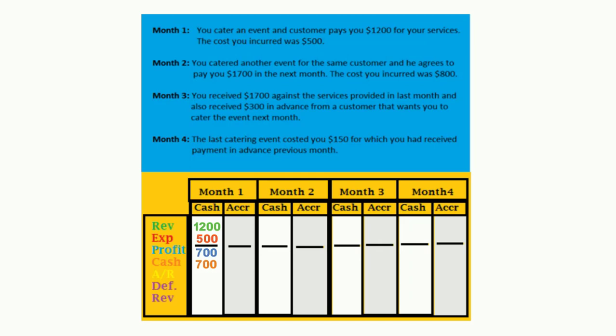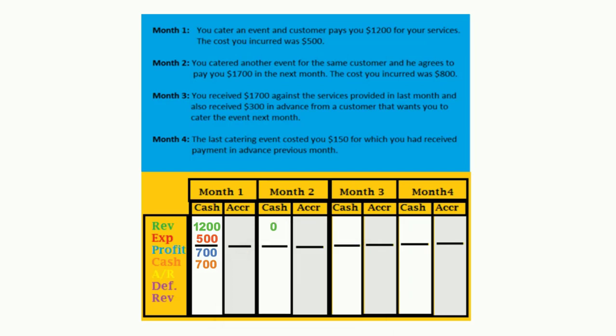Now let's go to month 2. You cater an event where the cost to you was $800. You and the customer agree that they can pay you $1,700 the next month. So in this month, we have to use $800, maybe our bank lets us overdraft. This is an expense, so we are going to use $800, but we don't get any revenue because we're doing the cash basis accounting. The customer's not paying us in that month. They're paying us $1,700 the next month.